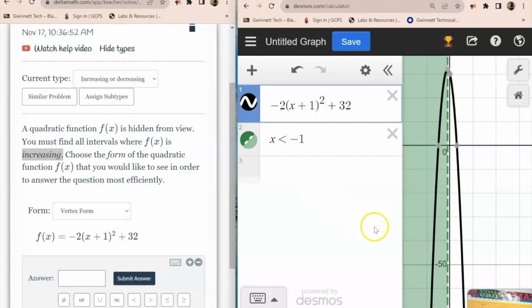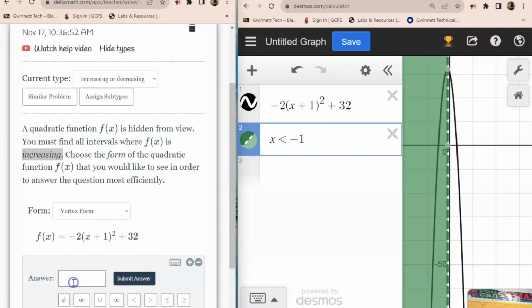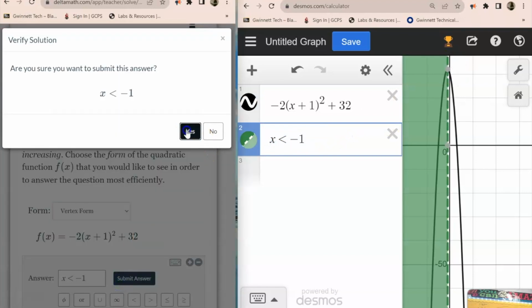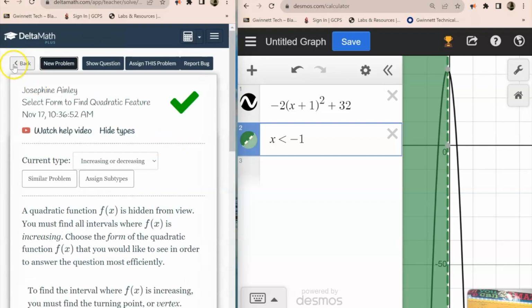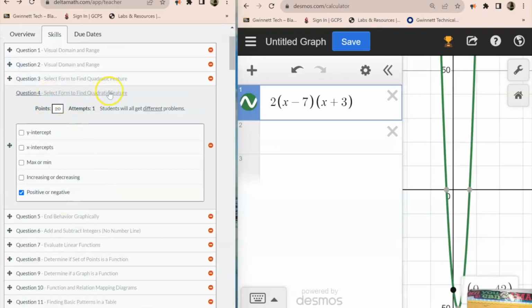All right, so before I put my answers, is the shaded part the increasing part? Yes, it is. So this is the correct answer. Control C, Control V, submit. Yay. All right, so now we're going to take a look at selecting the form to find a quadratic feature.